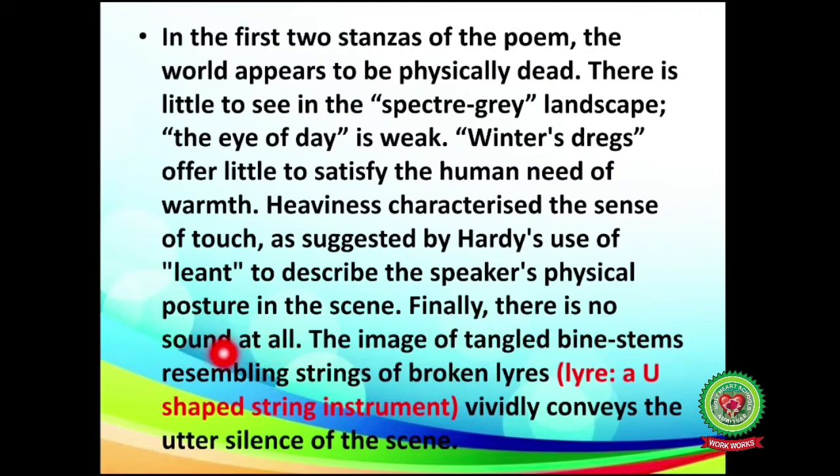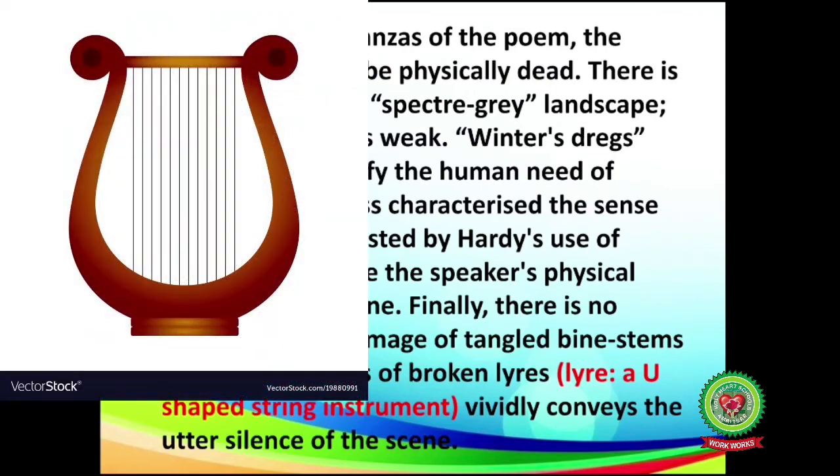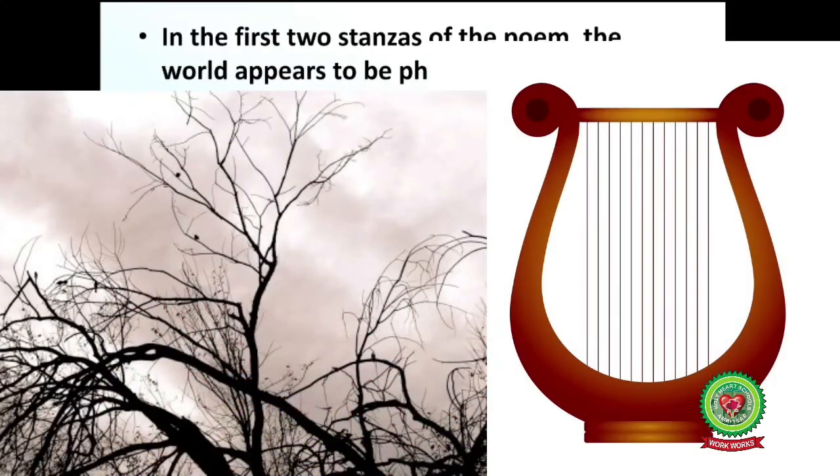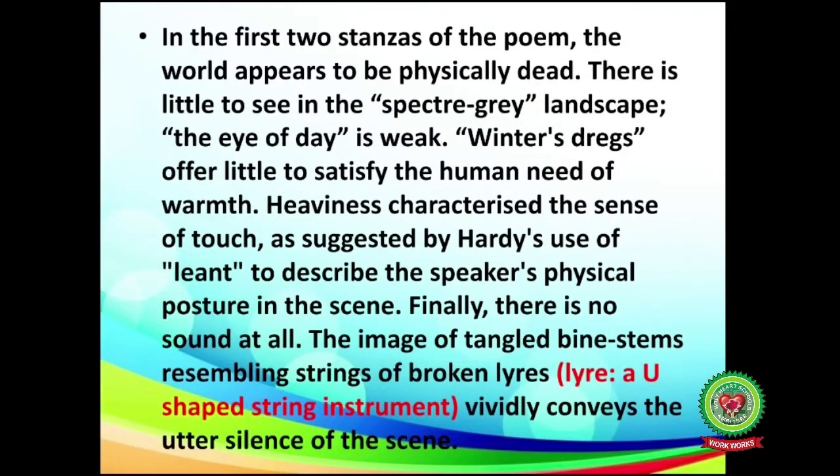Finally, there is no sound at all. The image of tangled vine stems resembling strings of broken lyres vividly conveys the utter silence of the scene. Underline the word lyres. Now, what is a lyre? A lyre is a U shaped string instrument. So, the vine stems are compared to broken lyres. There is no music, no harmony, no sound at all. So, this indicates the utter silence of the wintry evening.